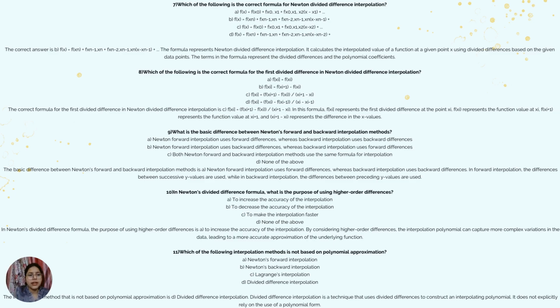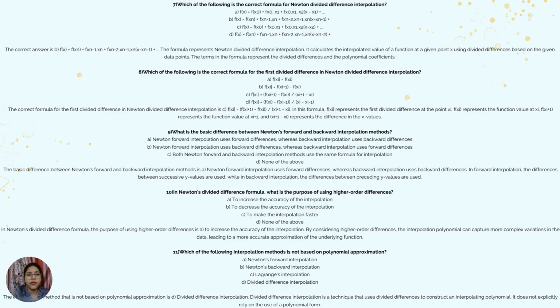The correct answer is B. The formula represents Newton divided difference interpolation. It calculates the interpolated value of a function at a given point x using divided differences based on the given data points. The terms in the formula represent the divided differences and the polynomial coefficients.